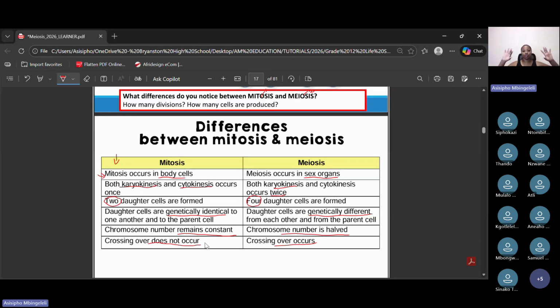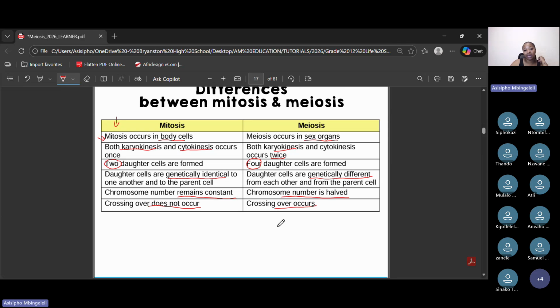Now, when you're asked to compare, make sure to compare the same point in the same row. Even if you're not asked to tabulate, you will say mitosis occurs in body cells, while meiosis occurs in sex organs. We are able to read that sentence into having those 2 points for comparison.